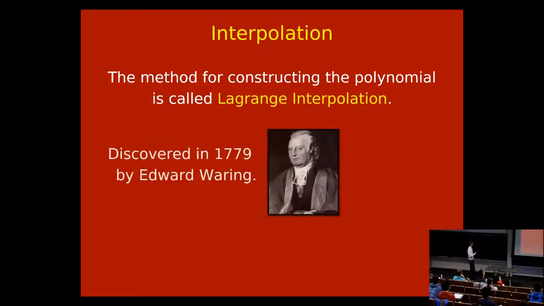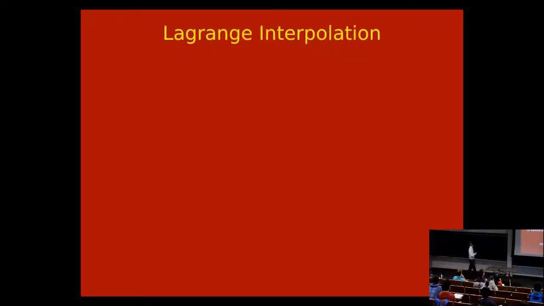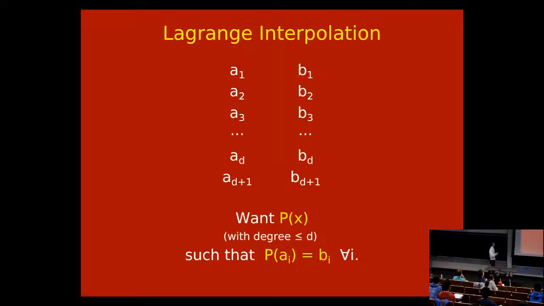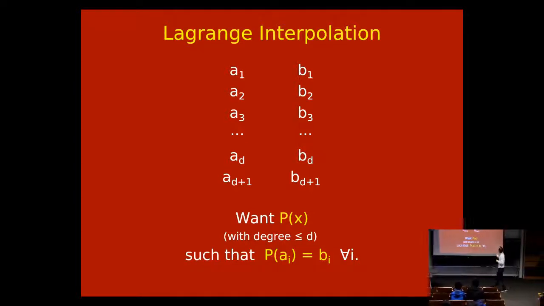So the algorithm for doing this is called Lagrange interpolation, of course, because it was invented by a guy called Waring in '79, and then Lagrange invented it over on the continent 16 years later. So here's how it works. These are the a's, these are the b's, and you want a polynomial p of degree at most d. Remember, there's d plus 1 points, such that p on all these guys equals these values.